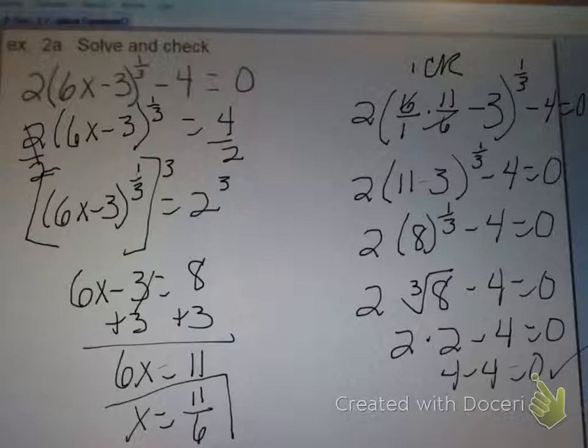Okay, now let me back up for just a minute. Right here, if the power was a 1/4, then we would do everything to the 4th power. If the power was 1/5, then we would do everything to the 5th power.